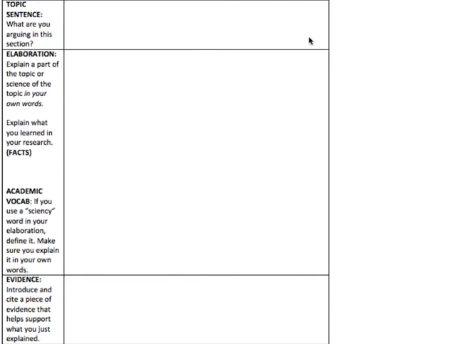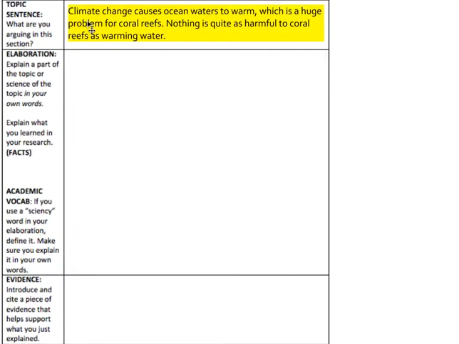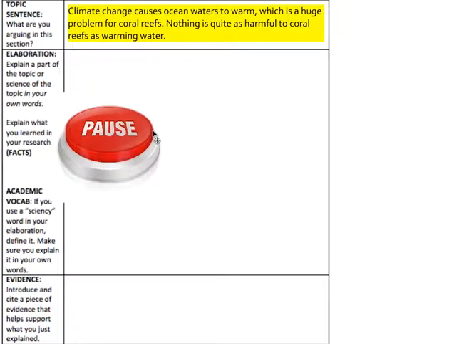So I'm going to start with my topic sentence. This is the 1 to 2 sentences where I'm going to outline for the reader what I'm arguing in this section. So here's my topic sentence. Climate change causes ocean waters to warm, which is a huge problem for coral reefs. Nothing is quite as harmful to coral reefs as warming water. So in this section, I am going to prove to you that warming water is harmful for coral reefs. I'm going to ask you to pause the video right now and to go and to write your topic sentence.